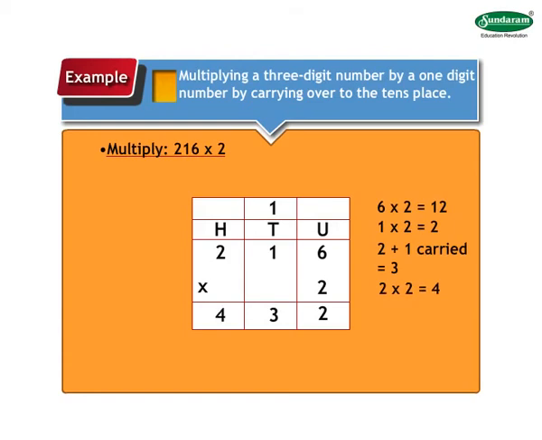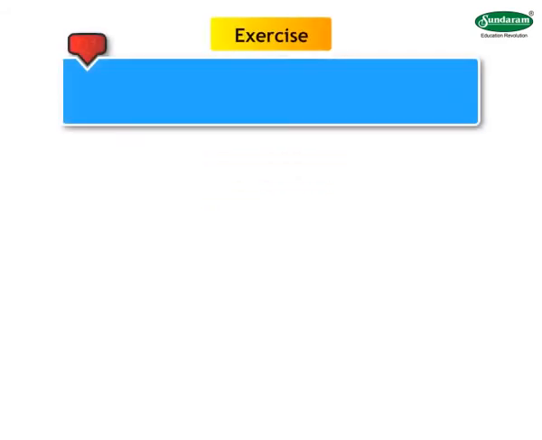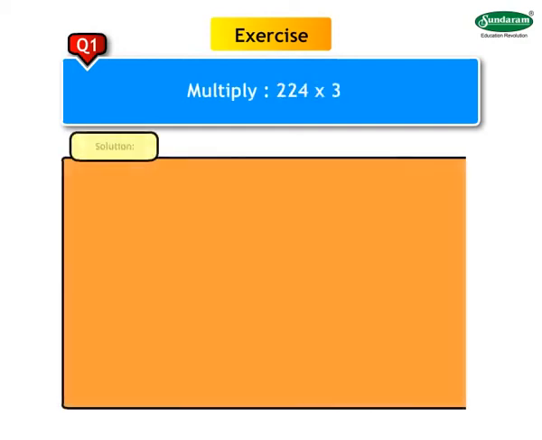So, the product is 432. Hence, 216 multiplied by 2 is equal to 432. We will now solve a few examples from the exercise in page number 23. Question 1. Multiply 224 by 3.